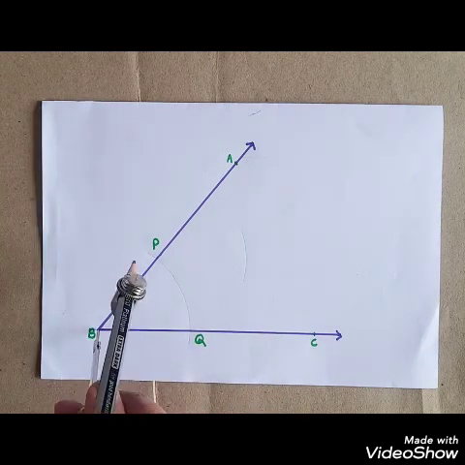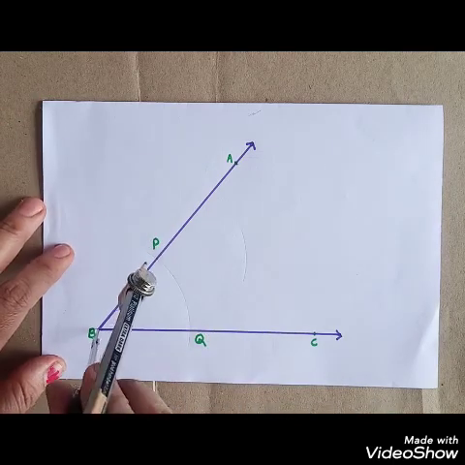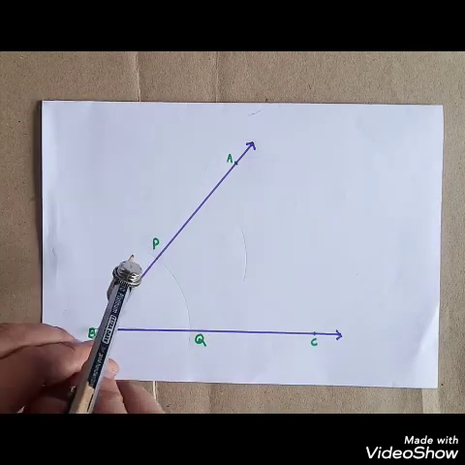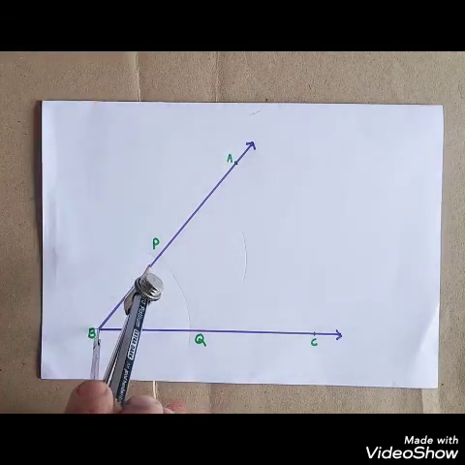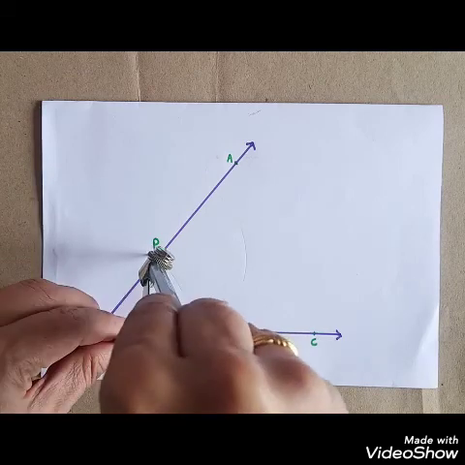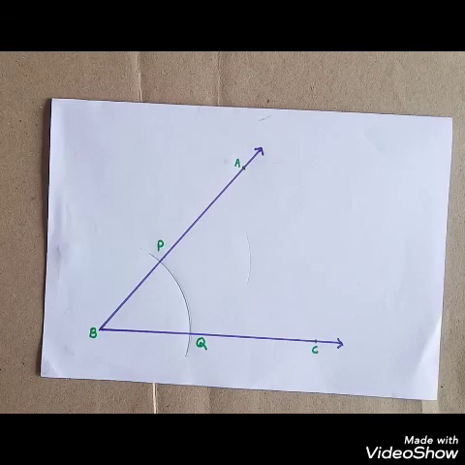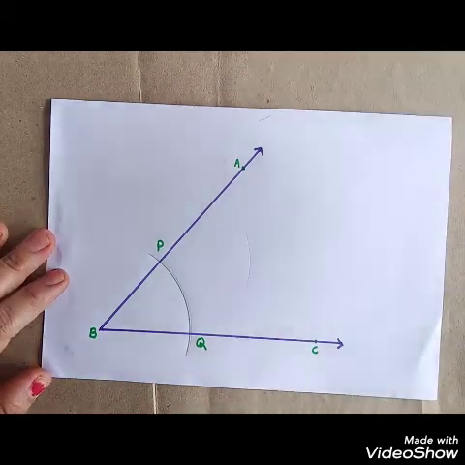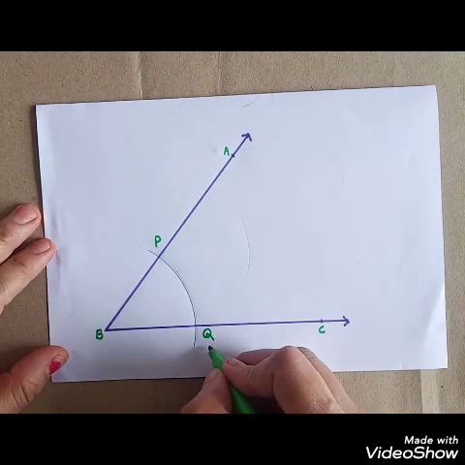And with any convenient distance between these two points, any distance, we are going to draw an arc which cuts this ray BA and ray BC. So this is the arc. And these are the points of intersection, point P and point Q.